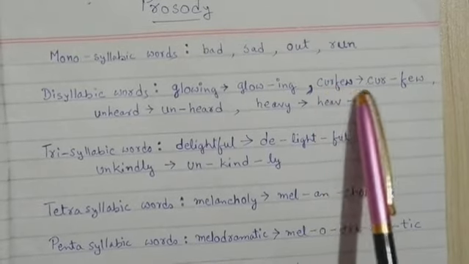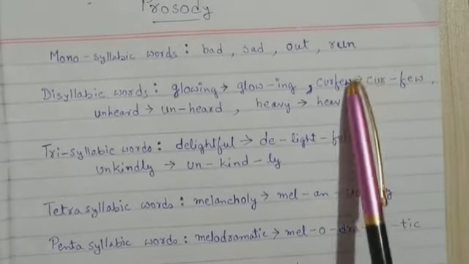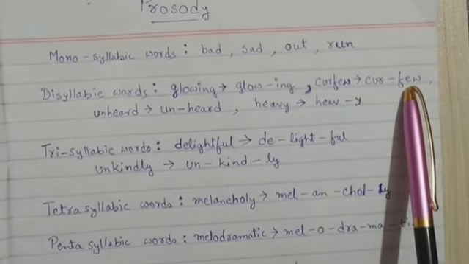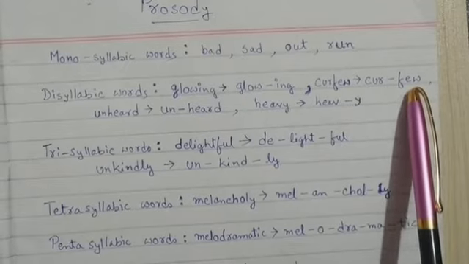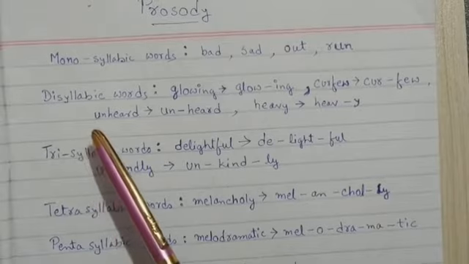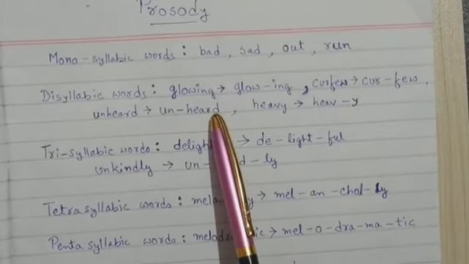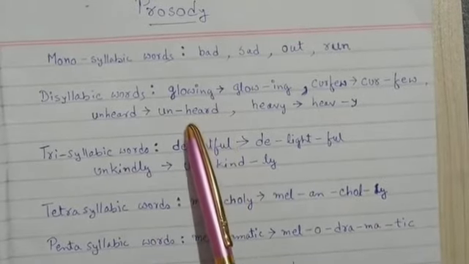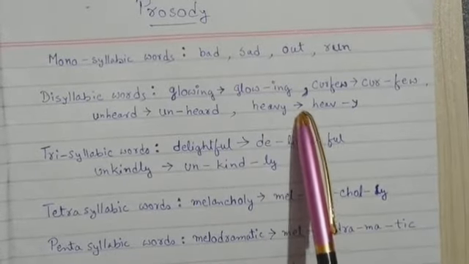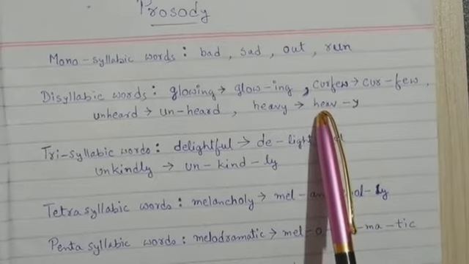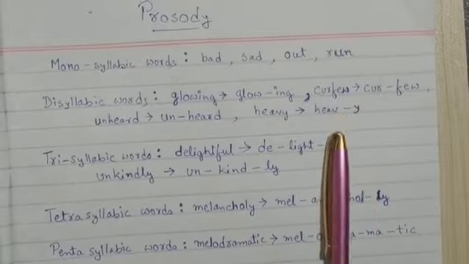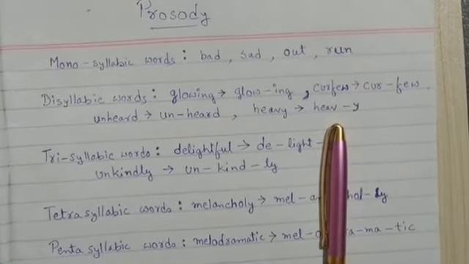Similarly, in curfew we have two syllables. Cur, in that we have one vowel. And next we have few, we have e. Clear? Similarly, in unheard, followed by heavy. Heavy is broken into hev-y. Clear? So this is the disyllabic.